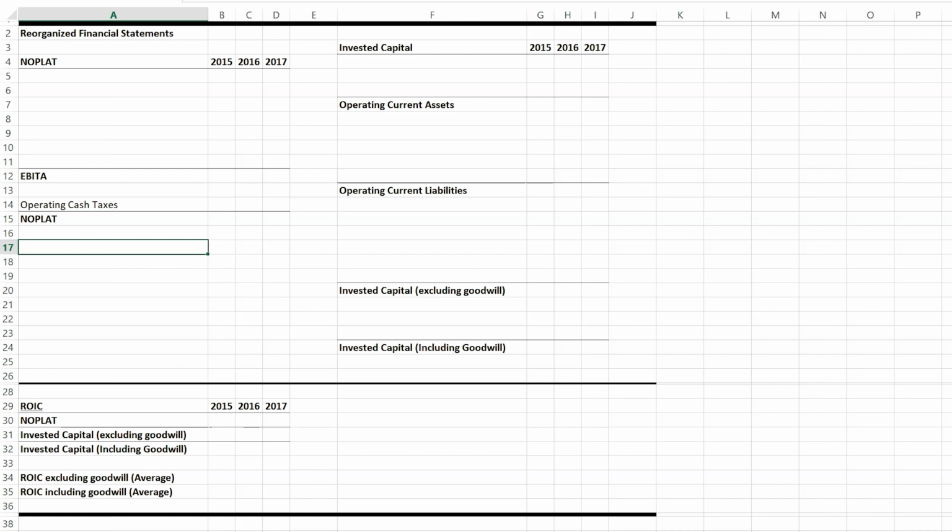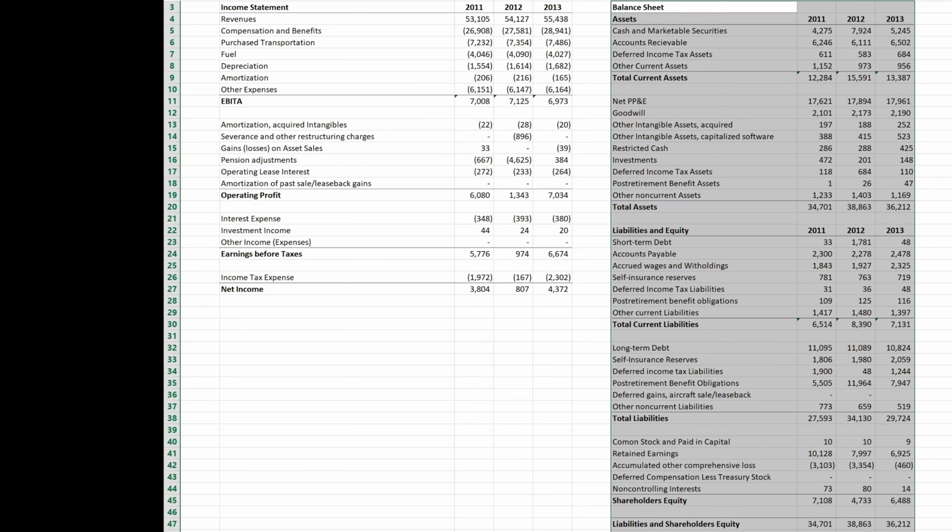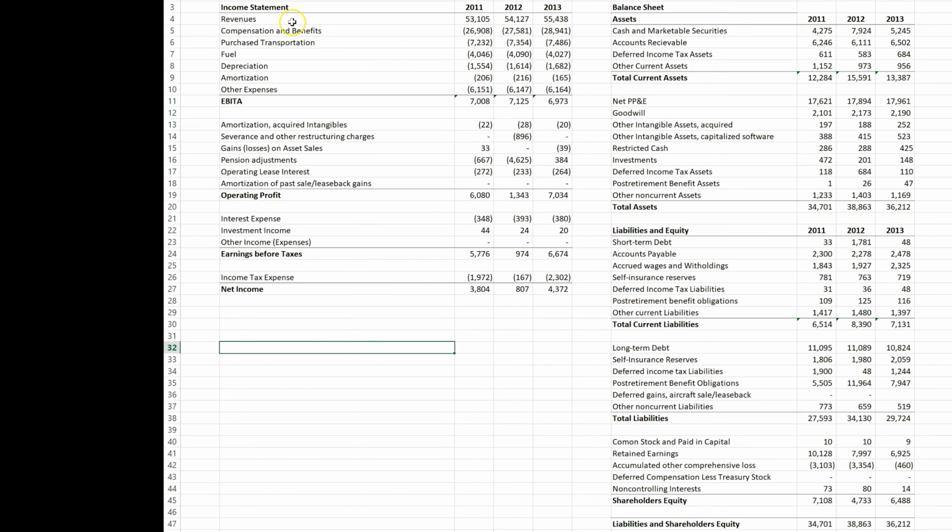Okay, and it's kind of a tricky thing, so I think the best way to go about identifying these is to walk through each item one by one, and then color it, or put a star next to it, if it's operating in nature. So we're going to walk through each one of these items and say, okay, is this operating? Is this necessary to UPS operating their business or not? Okay, so we'll start at the top. Let's just start with the income statement.